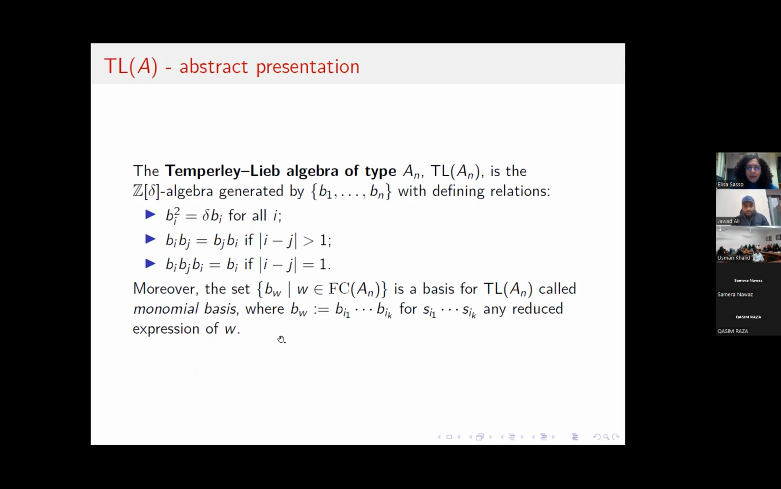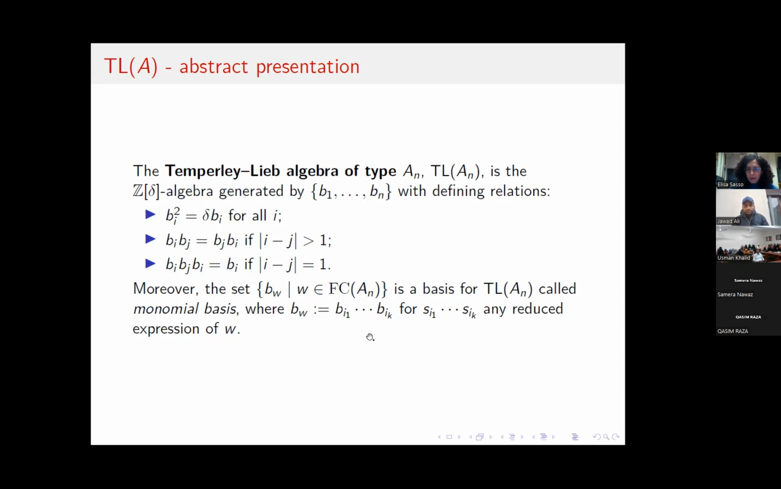Another feature that I will add is this: take a fully commutative element w of type A, the one that I defined above, and take a reduced expression of it, S_i1 up to S_ik, and consider B_w, the element obtained by multiplying the B generators with the same indexes of the reduced expression.